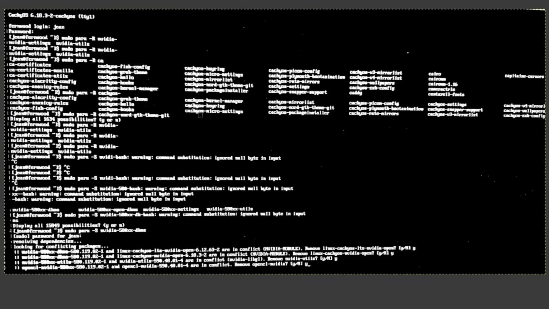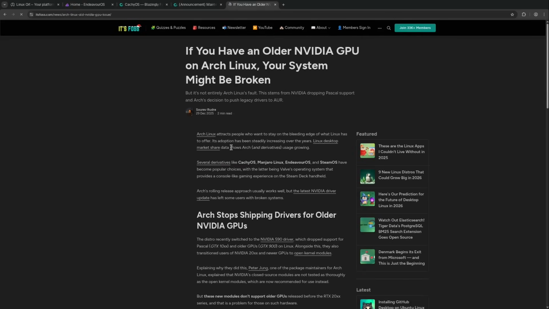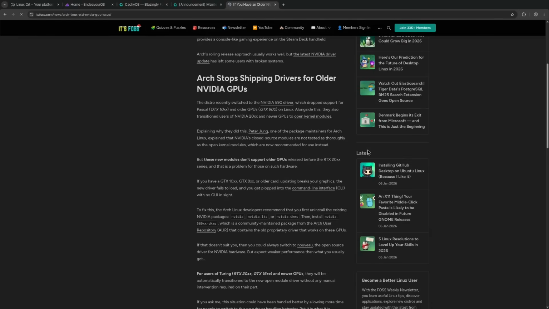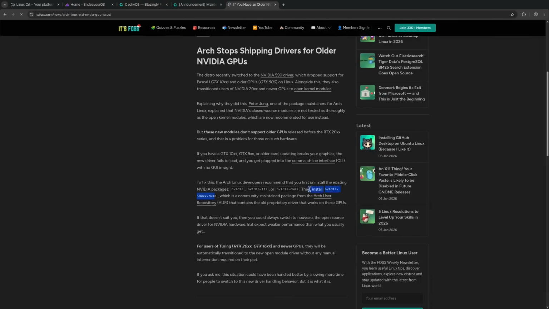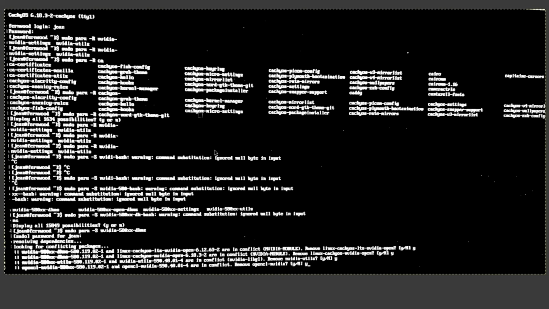I tried to fix it quickly, but it wasn't straightforward. I checked my history and searched for solutions, but around that time, Arch Linux had implemented some major changes regarding how NVIDIA drivers are handled. There's also a great article on itsfoss. I put the link to it into the video description. I tried one of the common suggestions, installing the NVIDIA 580 DKMS driver. I checked the error logs, but even after a reboot, I faced the same issue.